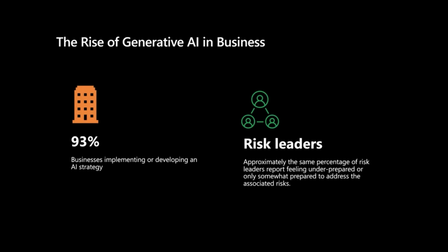So we are in the era of AI, right? And we have seen how businesses across various industries are increasingly adopting Gen AI to drive more innovation and enhance productivity. I want to start by pointing out a recent study that indicates that 93% of businesses are implementing or developing an AI strategy, and your organizations might be among them. However, and this is very important to highlight, approximately the same percentage of risk leaders report feeling underprepared or only somewhat prepared to address the associated risks.